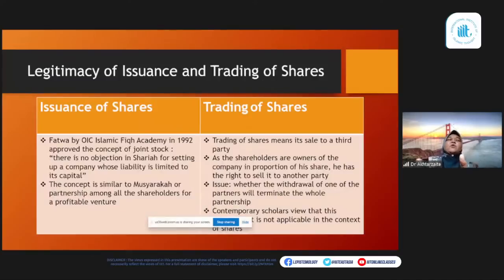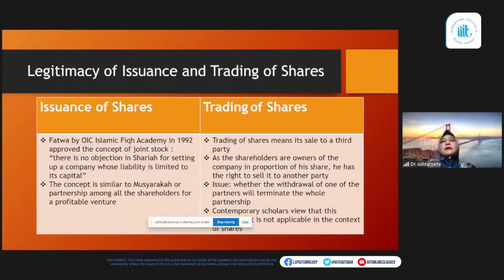So what is the hukum, the legitimacy of issuance and trading of shares? Whether issuance of shares is permissible first, and whether after it has been issued, it can be traded in the secondary market. That is the issue now. For the issuance of shares, we have the fatwa by the OIC Islamic Fiqh Academy, which approves the concept of joint stock, the joint company, syarikat al-musahamah. There is no objection in syariah to setting up a company whose liability is limited to its capital. So if your capital is 10%, then your liability over the company is only up to 10%, right? So the fatwa by the OIC Majma' al-Fiqhi approves that concept of issuance of shares.